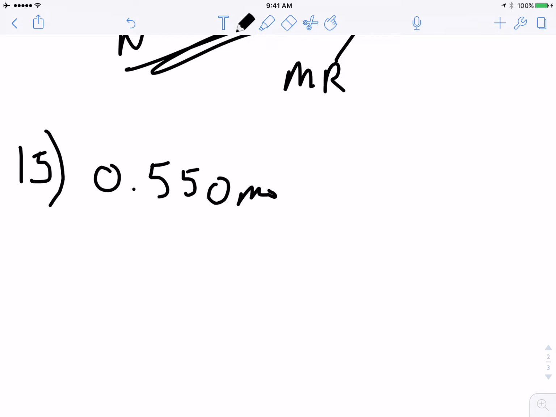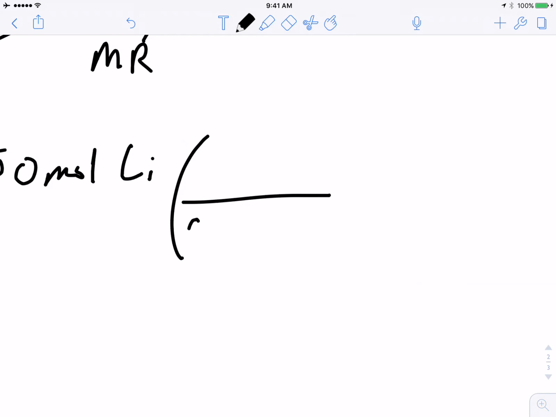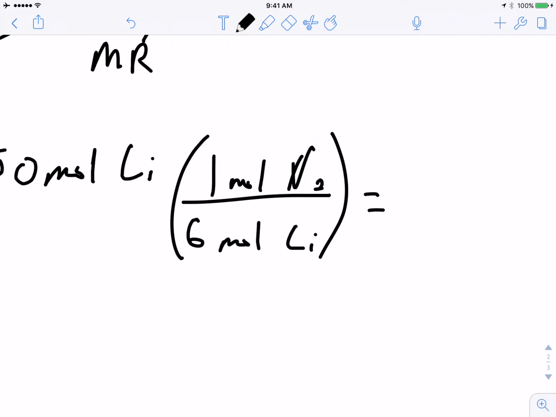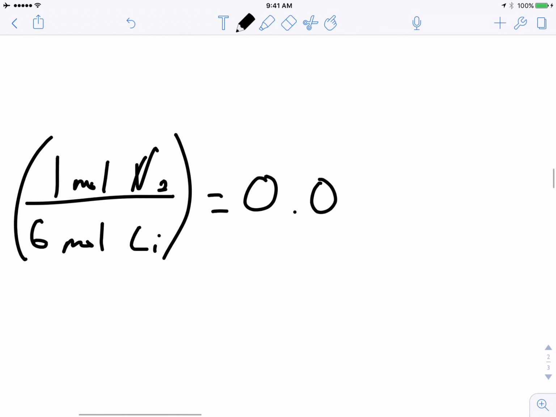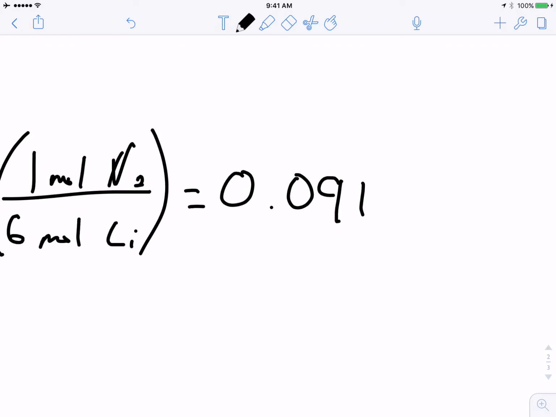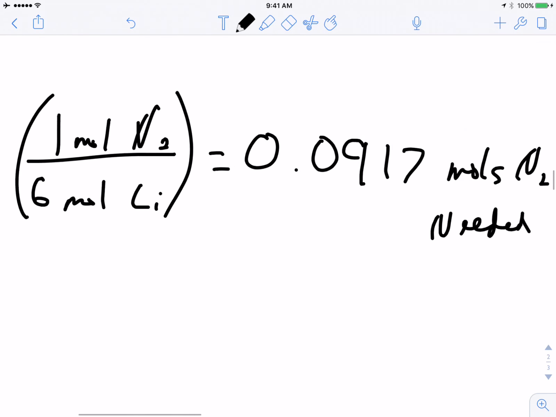0.55 moles of lithium are given. We have a molar ratio of 6 moles of lithium to 1 mole of N2. That also equals 0.0917 moles N2 is needed. That's letter C.